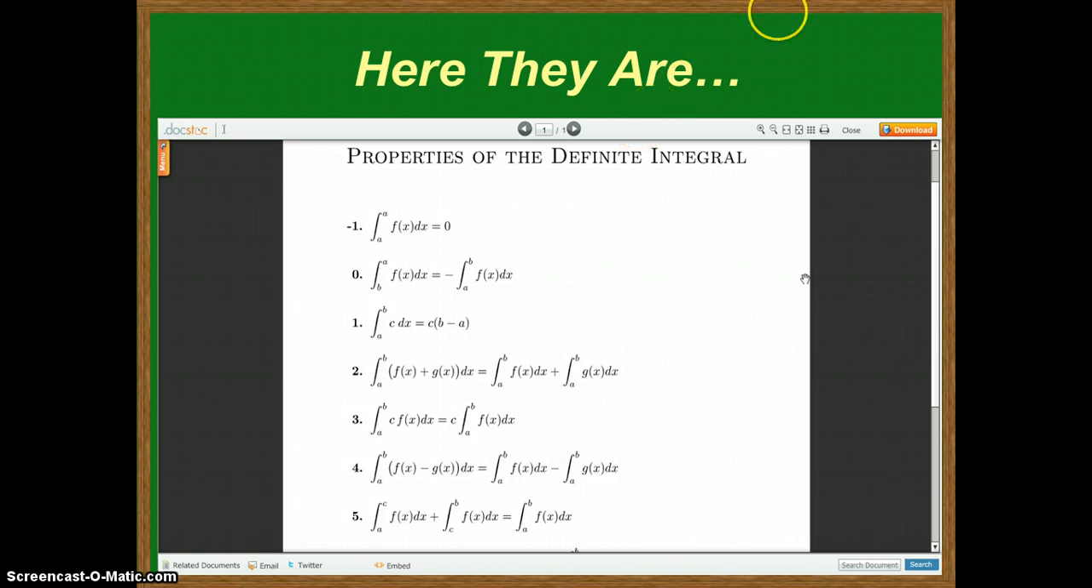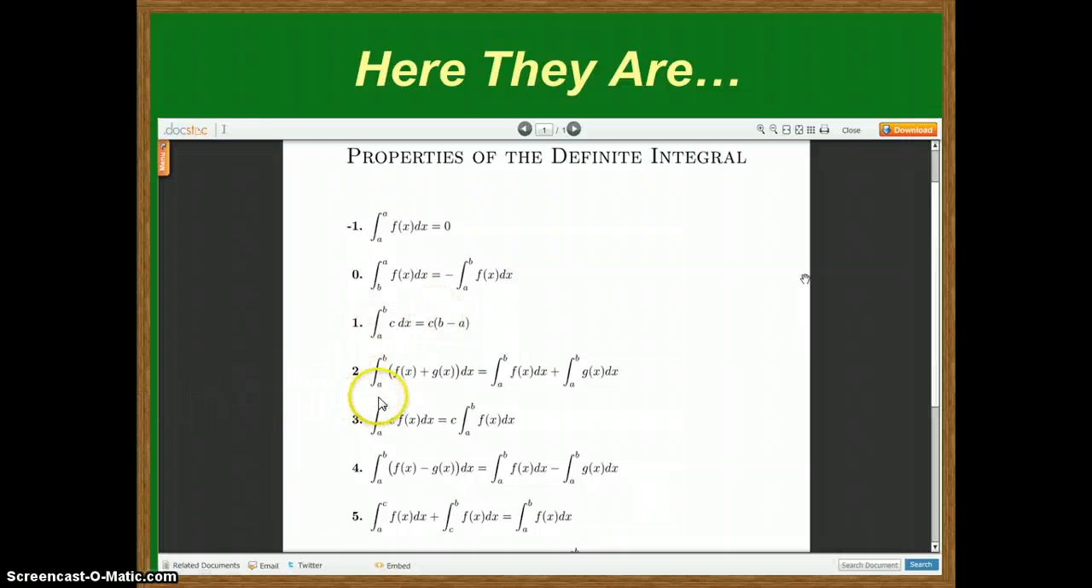The third one on here says that the integral from a to b of a constant is just that constant times the overall length of the interval. Well, think about the constant. Wouldn't that be a horizontal line? Okay, and a horizontal line gives me a rectangle when I have interval a b, and the area of a rectangle is just the height, which would be c, times the base, which would be b minus a.